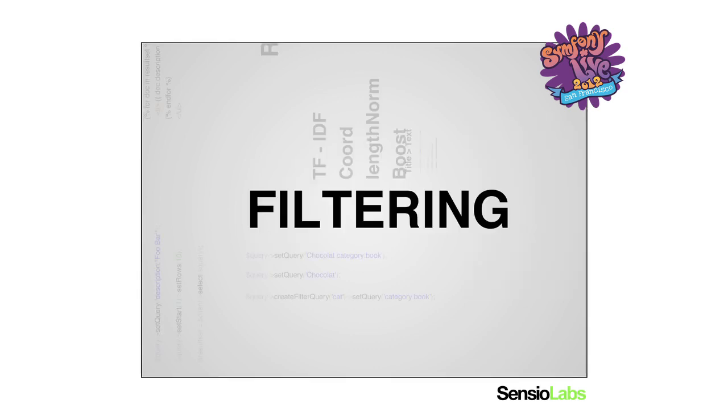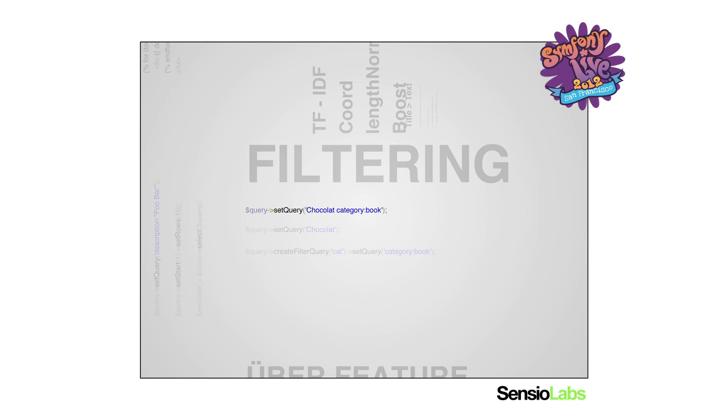So next thing to do is to add a link on this facet to be able to click on it and to reduce the scope of my search. So we want to filter our results. One way to do that is just to do a basic query. So I want to search chocolate inside my blog posts with the category book. Okay, so I can do that like that.